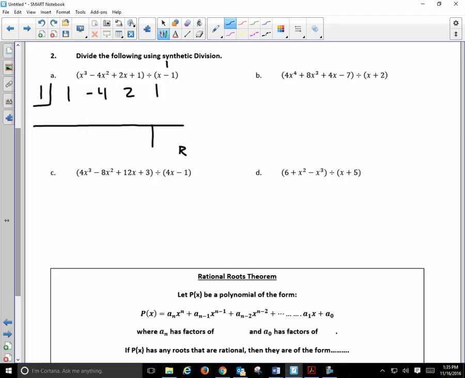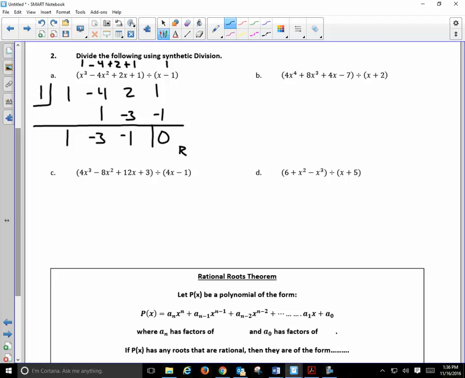And we simply drop down the very first number. And then we multiply and add. 1 times 1, add, multiply, add, multiply, add. If you plugged in 1, we would get 1 minus 4 plus 2 plus 1, which is 0, correct? So it's what we get when we plug it in. And you can see that we should get a remainder of 0.